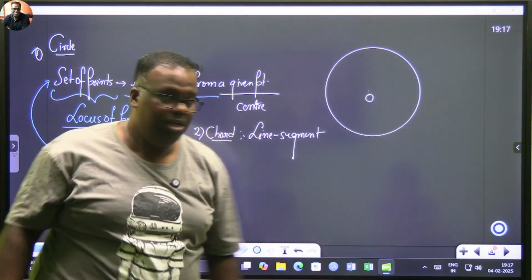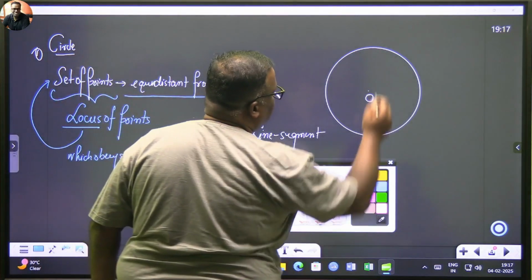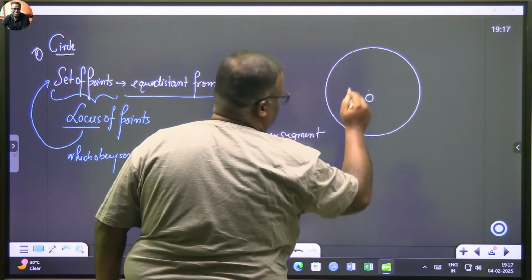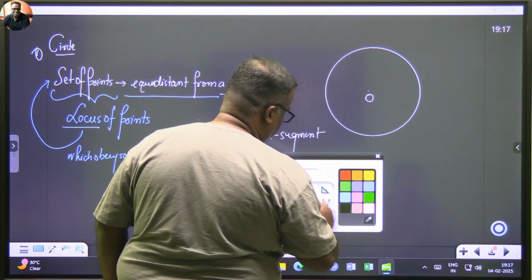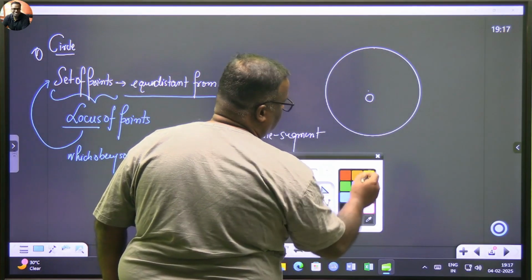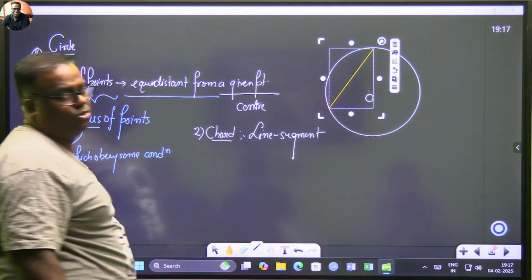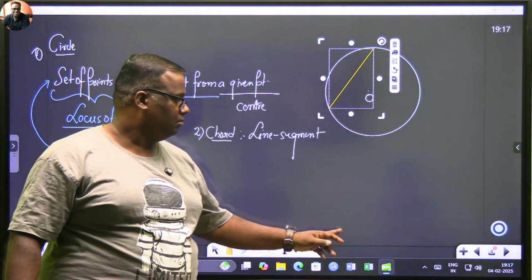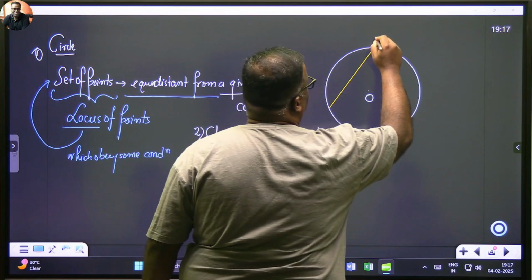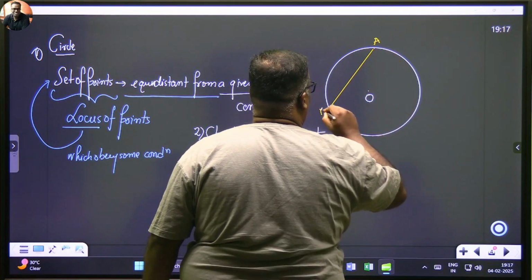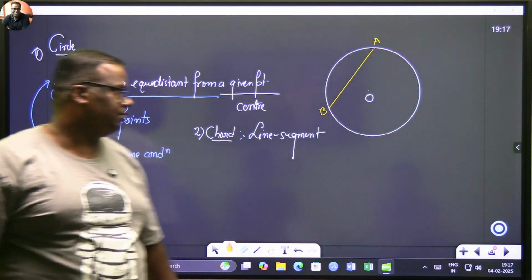Have you understood? So a chord is a line segment whose endpoints lie on any 2 points on the circumference of the circle. They can be any 2 given points. So that's known as a chord. Are we clear, bacha? So AB is a chord of this circle. Understood? Very good.